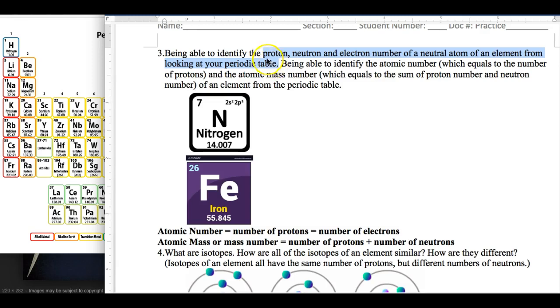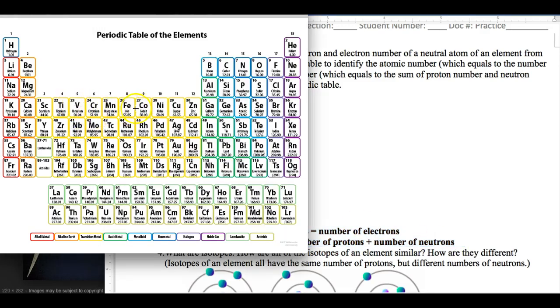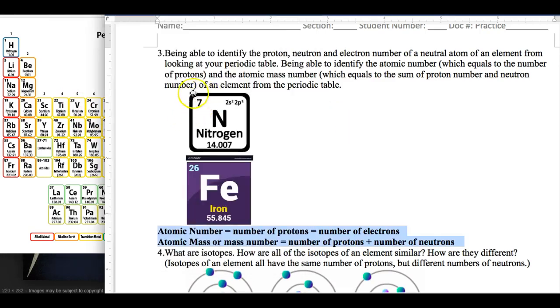In order to identify the number of protons, neutrons, and electrons by looking at the periodic table, you have to know these two very, very important equations. For every one of these boxes that you see on a periodic table, the upper left corner has a number. That is your atomic number. Make sure you don't get confused between the atomic number and the atomic mass. So the atomic number equals the number of protons, which also equals the number of electrons.